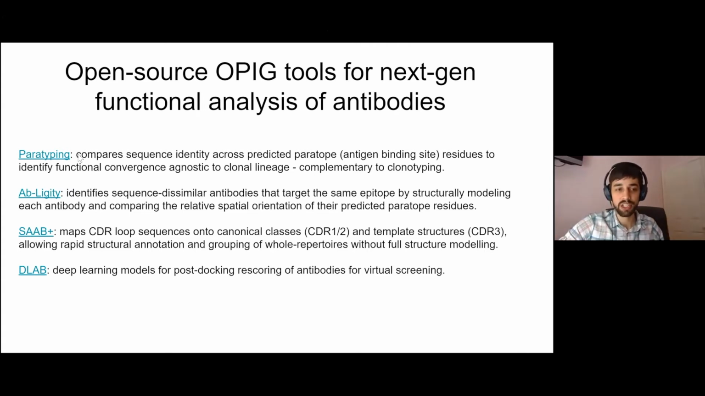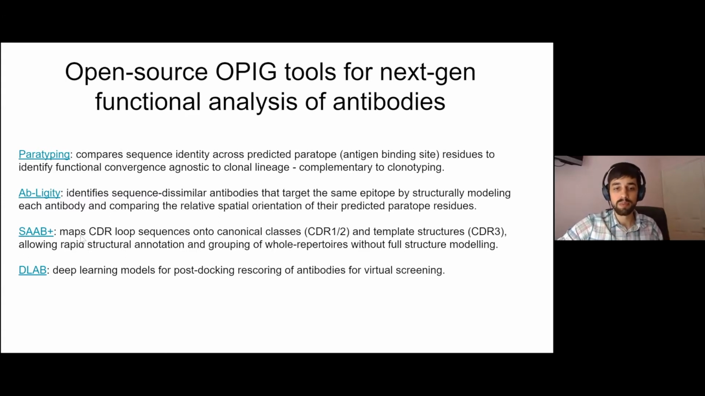bind the same antigen. So we have a paratyping tool, which via prediction of which residues are in the paratope, the residues that were in stick representation on that PyMOL, can calculate sequence identity just across these regions. So only the regions that we think are going to be involved in the binding. So that's like a sequence alternative to clonotyping, which we use to implicate the convergent clones. We also have a tool called Obligity, which can couple this with a model of the antibody structure and then builds up an idea about the spatial disposition, the relative spatial orientation of these predicted paratope residues. And via hash table comparison can compare antibodies to one another to see if they would have the right properties.